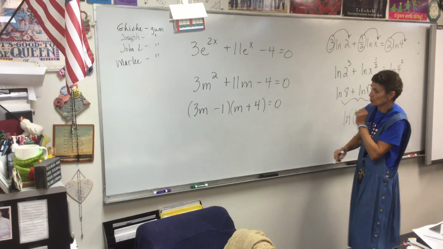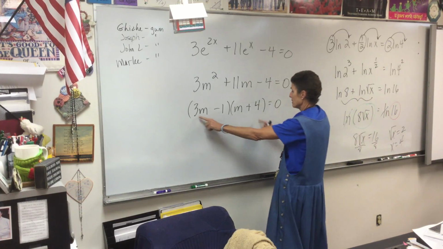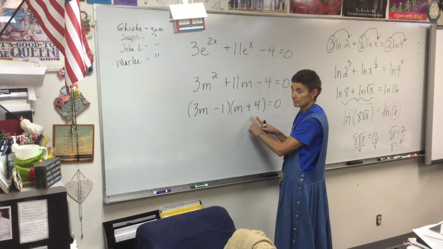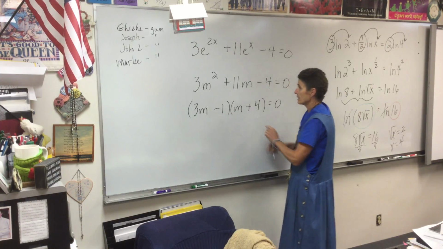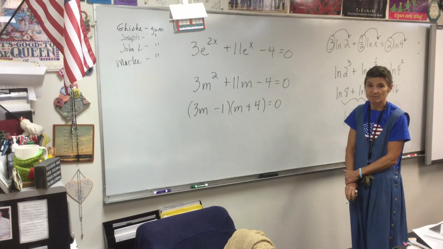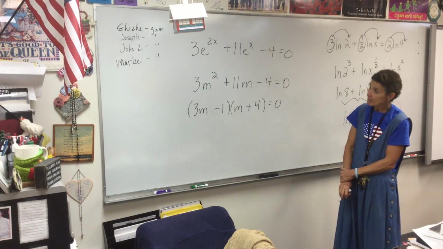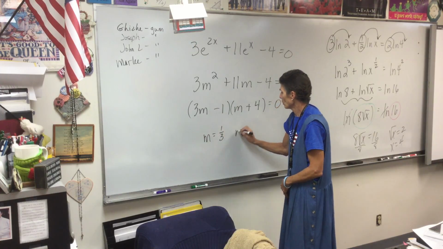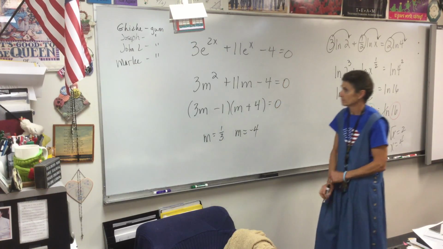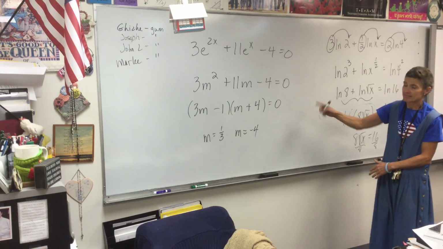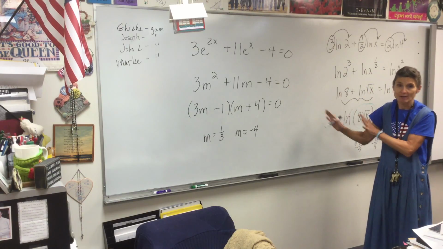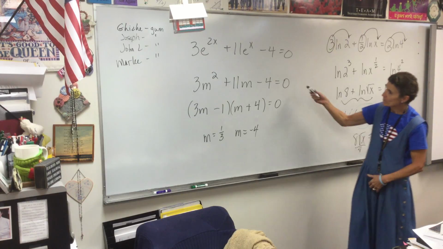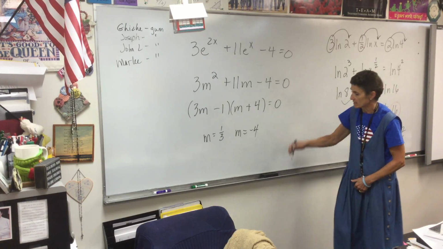I'm doing a quick double check to make sure I got that right. That's 12m minus m. Yes, I'm foiling. I foil to check. And there we go. It's factored. And then you would go on to say m equals 1/3 or m equals -4. And that's first year algebra. Easy. So how does that relate to this?